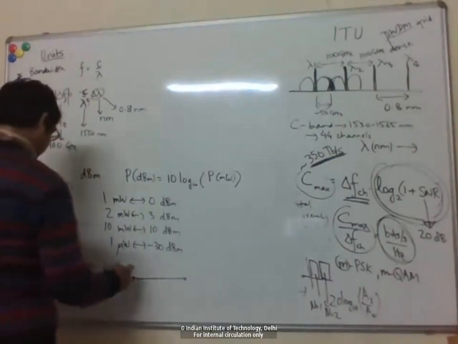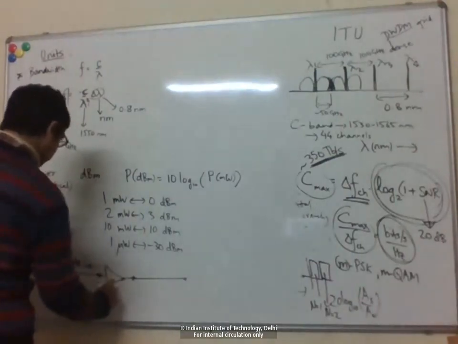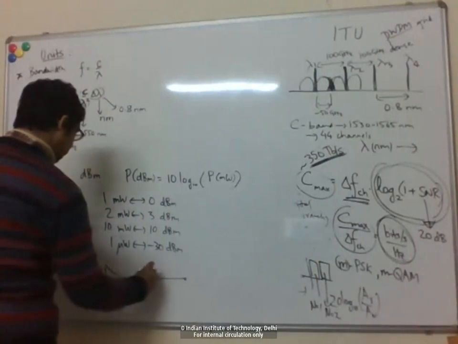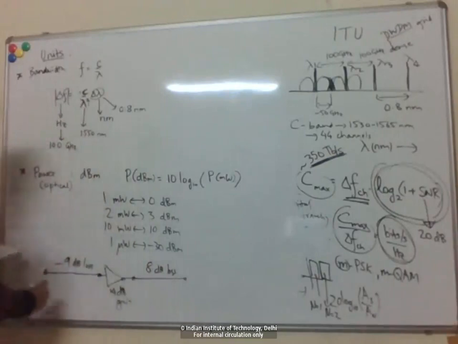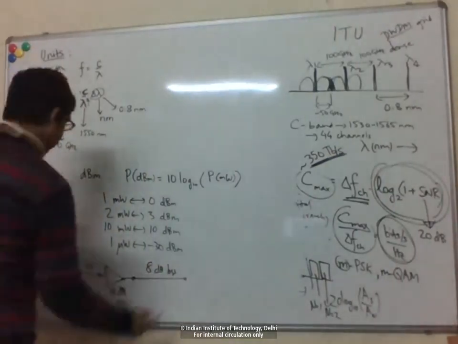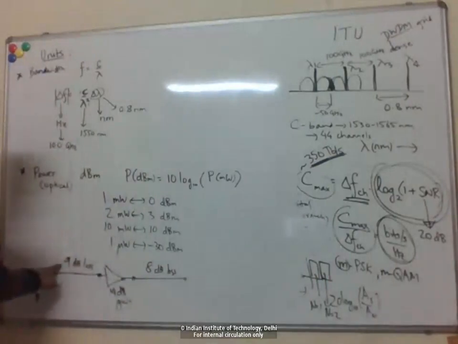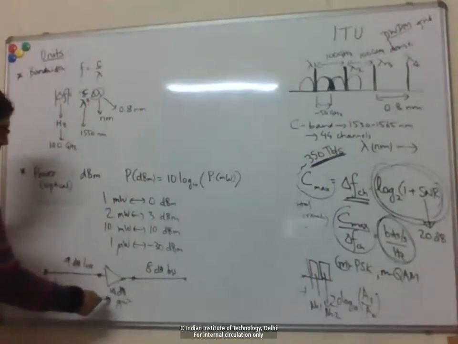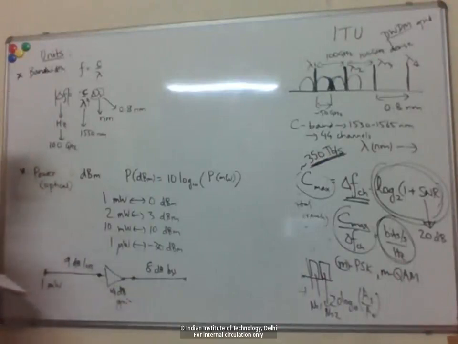Loss or gain in dB, you know how to measure, right? Let's say the amplifier gives me 14 dB gain, and then another length of fiber after that gives me 8 dB loss. And let's say my input power here is 1 milliwatt. What is my output power here? If we calculate in dB units, it's very straightforward to do. The total loss here is 9 plus 8, 17 dB. Total gain is 14 dB. So there's a net loss here of 3 dB.